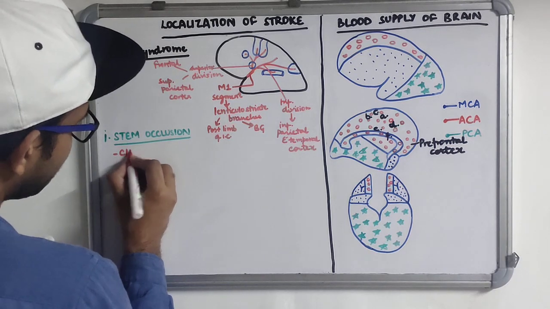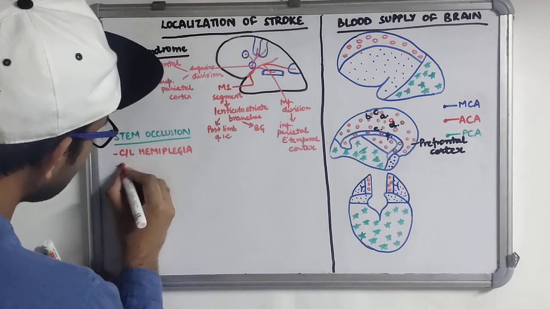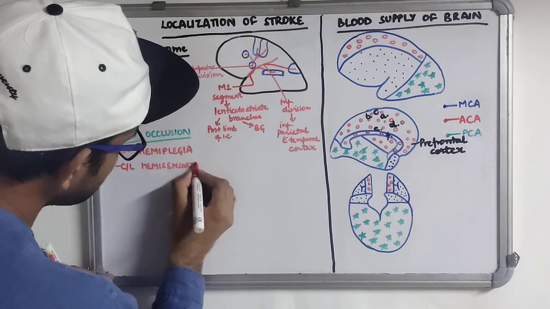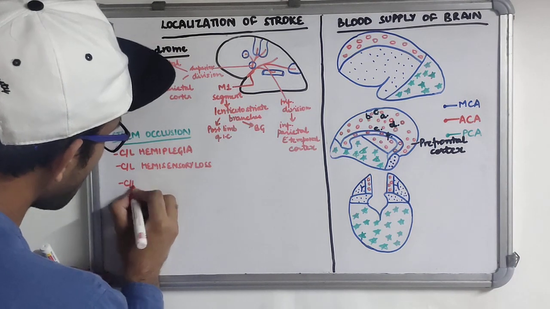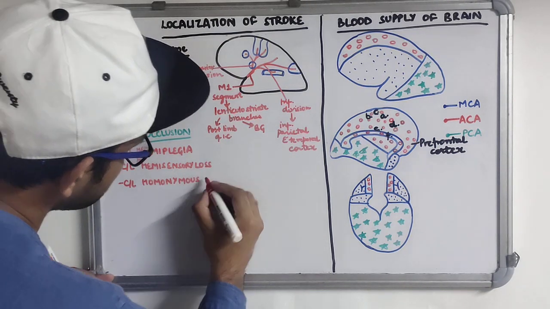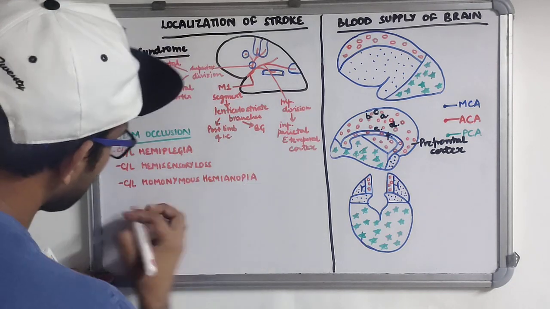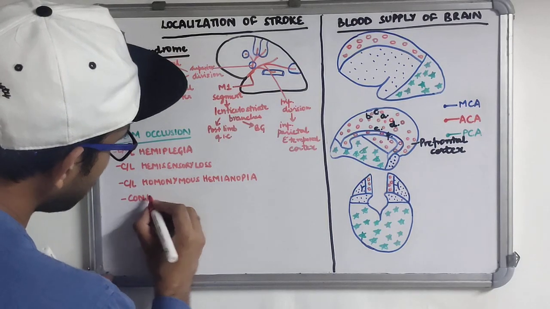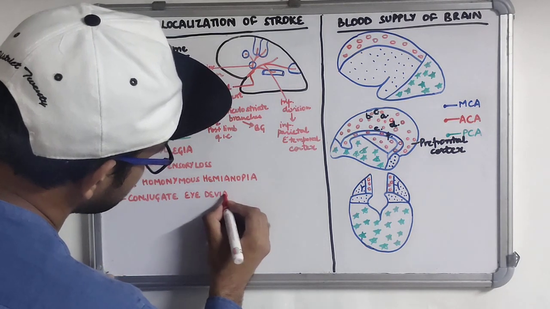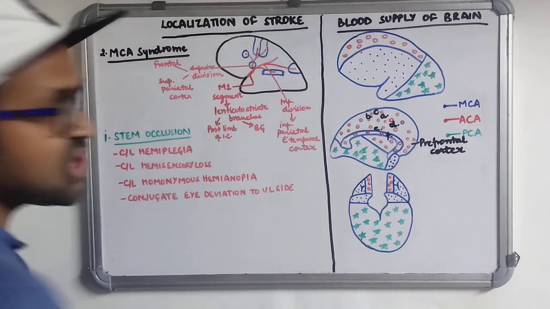It will result in contralateral hemiplegia, contralateral hemisensory loss, contralateral homonymous hemianopia, and conjugate gaze deviation to the ipsilateral side. I'll discuss each one of them.